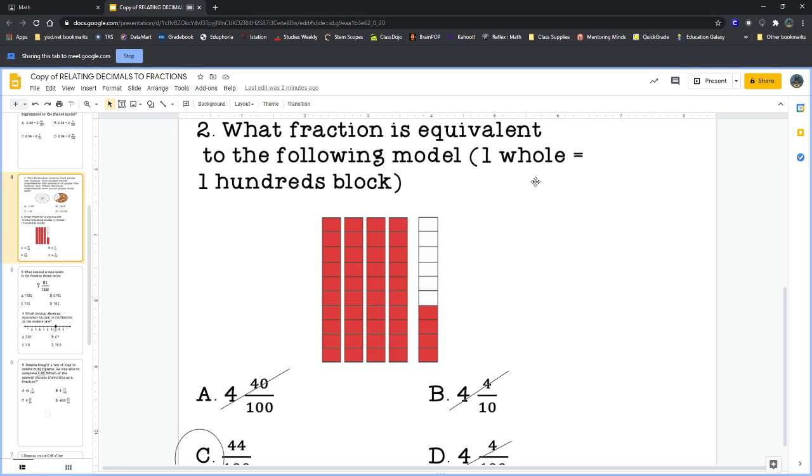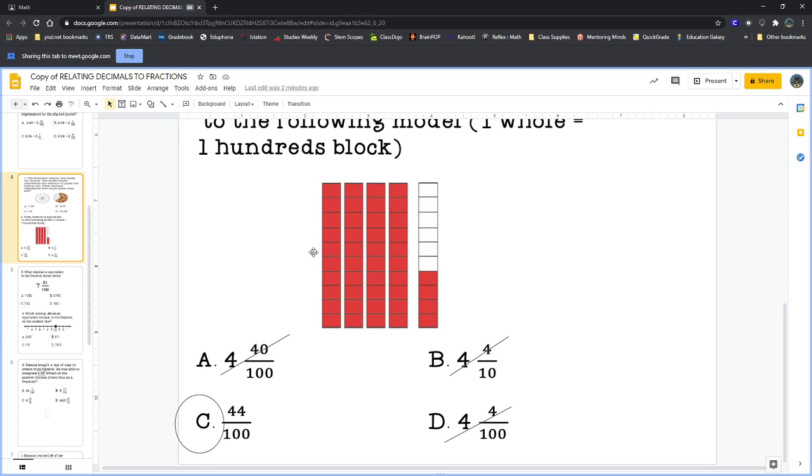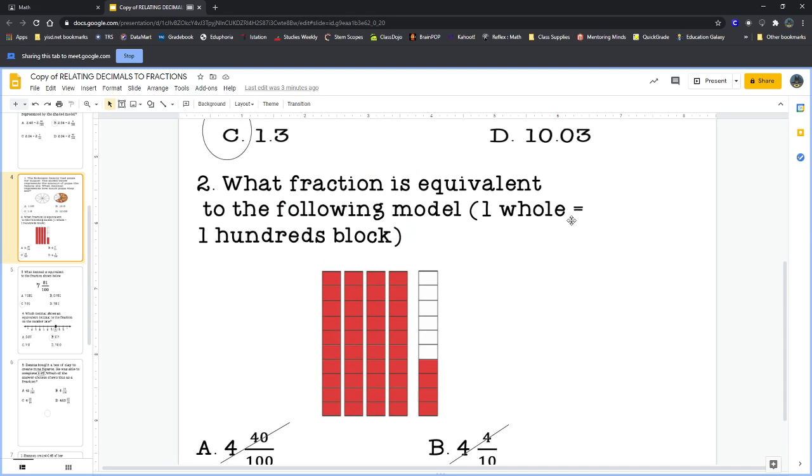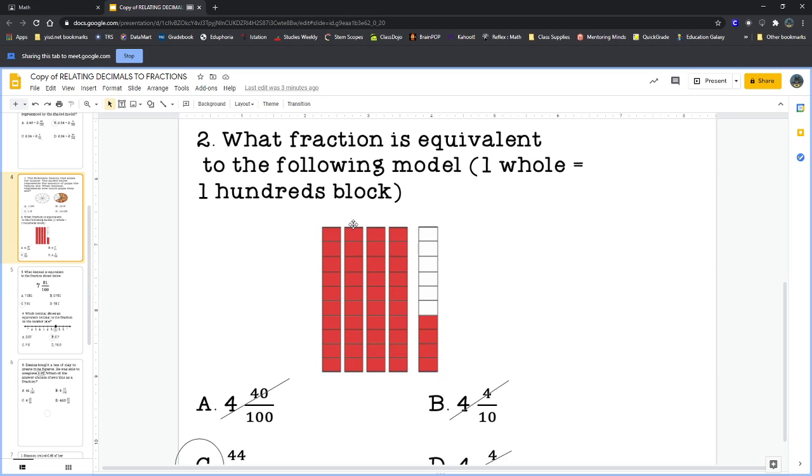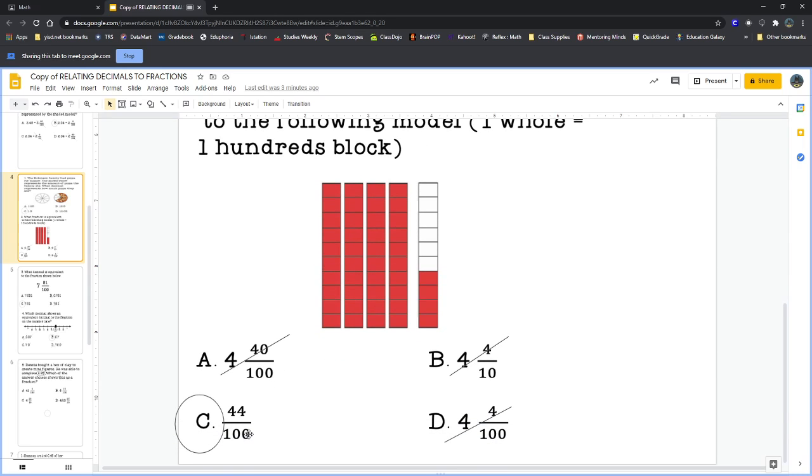So since they tell me that 1 whole equals 1/100th block, that's why it has to be C. Because on a hundreds block, there would be 100 pieces, even though they don't show them all to me. If that little part wasn't there, you would have been absolutely right. It'd be 4 whole pieces and 4 out of 10 of the next piece. But since they wrote that, it changes the answer to answer choice C.